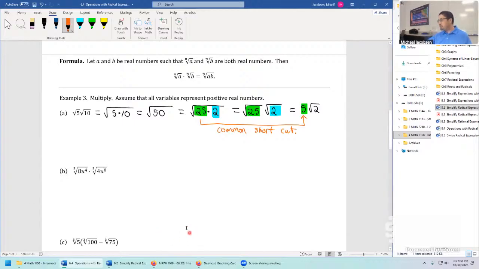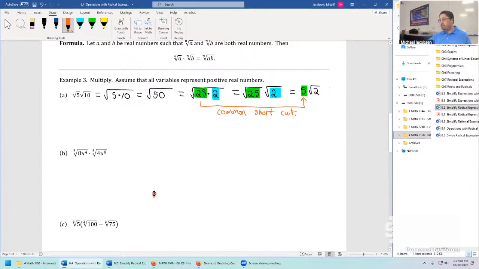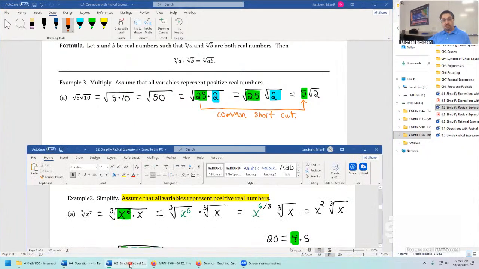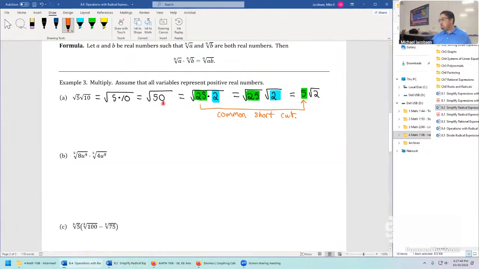We'll look into different versions of this, some getting a little bit trickier than others, where the major feature is we use the formula and then practice simplifying just like we did in section 8.2. Any questions at the moment before we try a few more?